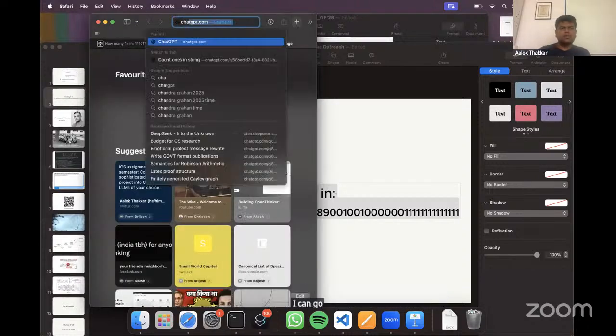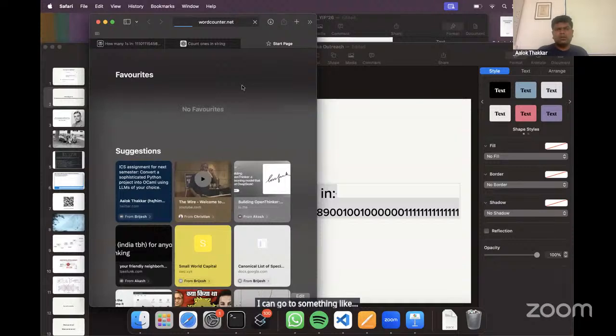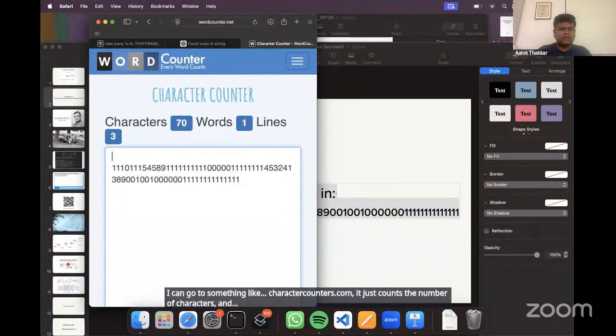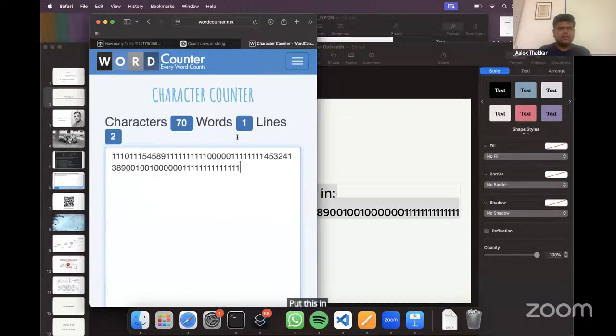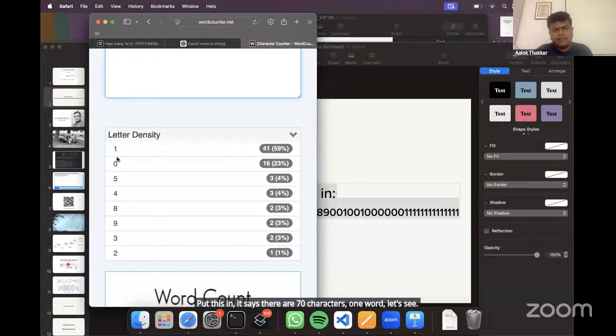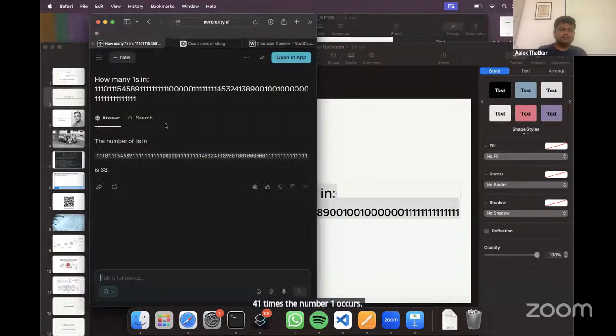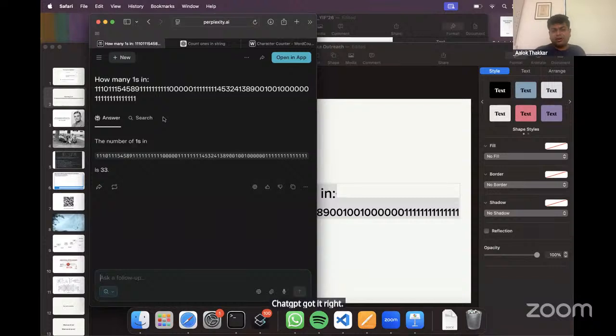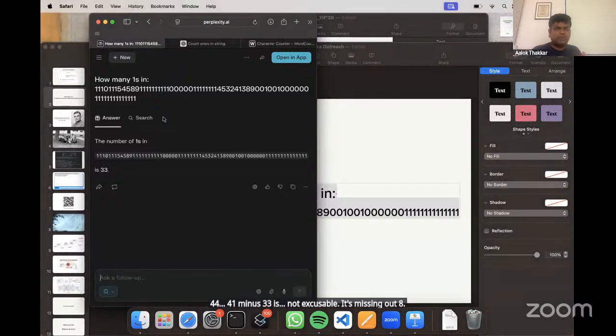I can go to something like charactercounter.com. It just counts the number of characters, and I put this in. It says there are 70 characters, one word. Let's see. 41 times the number 1 occurs. So Perplexity got it wrong. ChatGPT got it right. Perplexity actually got it wrong by a big margin. 41 minus 33 is not excusable. It's missing out 8, roughly 20%.